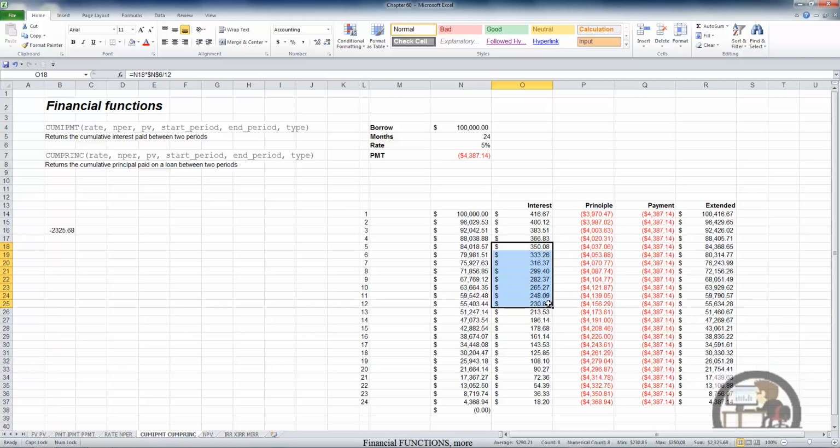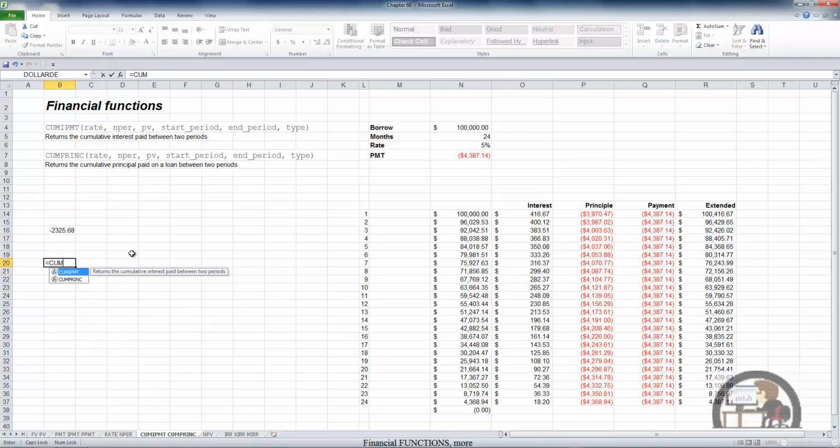The CUMPRINC, or CUMPRINC, will do the exact same thing, tab, only it of course will give us the principal that's been paid on the number of payments that we're going to choose in the payment stream. The present value again is 100,000. The start period, let's pick period 15, and end period 20, type again is 0, enter.